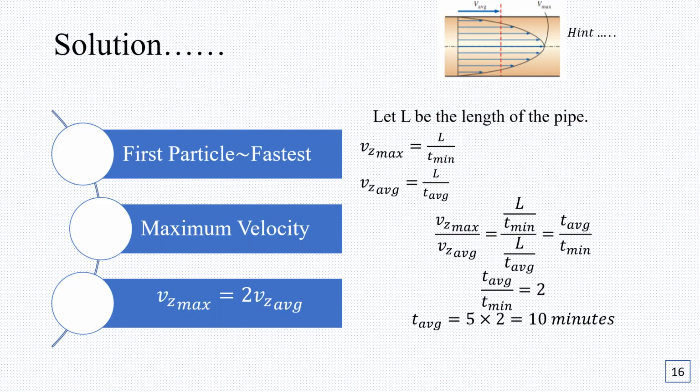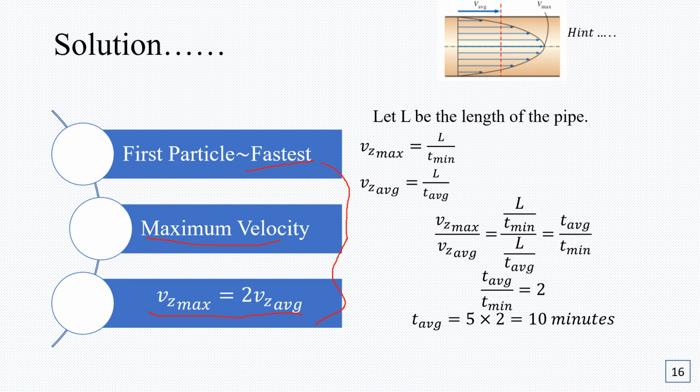From the problem we came to know three important facts. First, the particle which arrives at the another end is the fastest particle, so it should have the maximum velocity, and we know the relationship for a pipe flow between maximum velocity and average velocity. So we will use these 3 points in order to solve the problem. Now first thing is that whatever will be the velocity of the particles, it has to travel the same distance, that is L, toward the end of the pipe, and we know velocity is given by distance upon time.